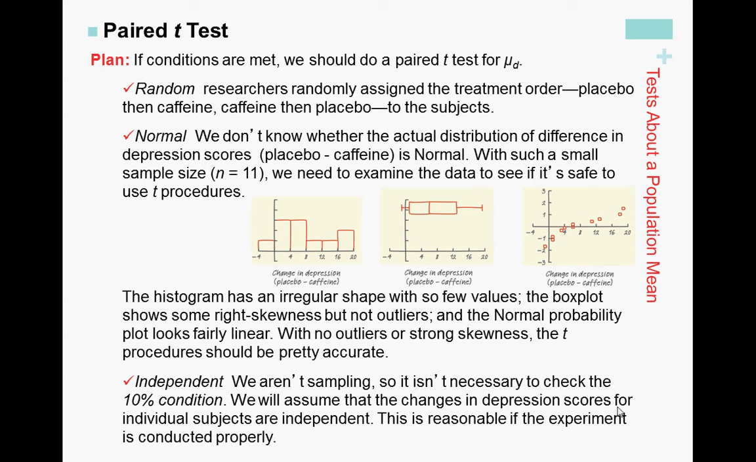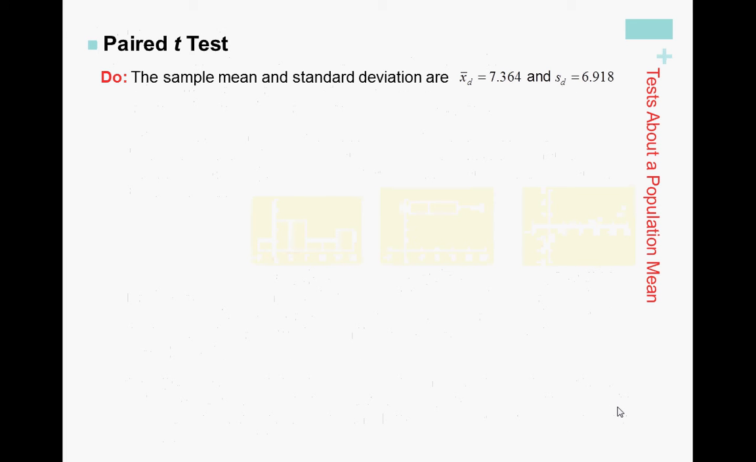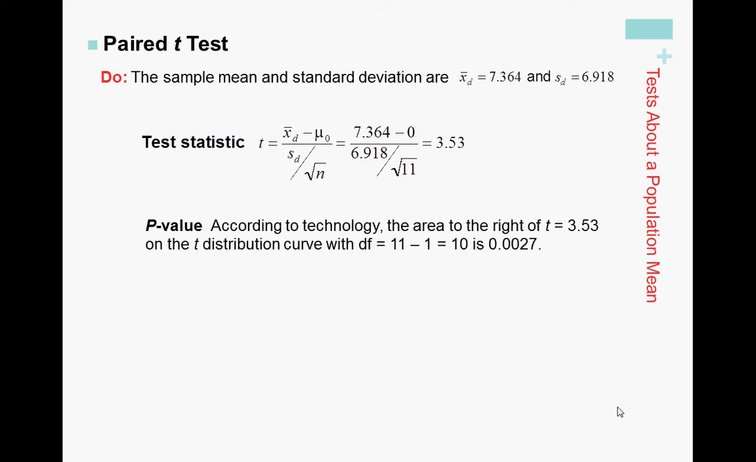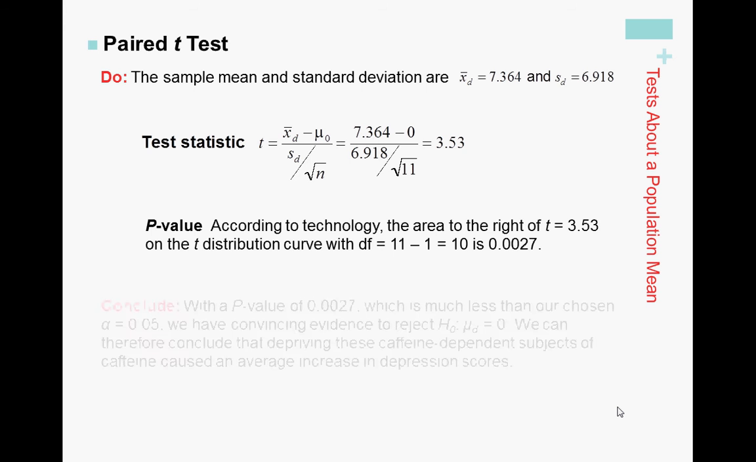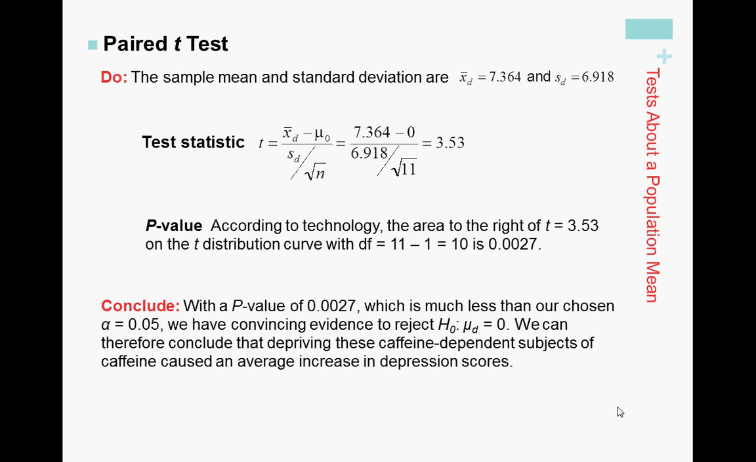Then we have the mean difference and the standard deviation from the sample. We find our t-statistic and do our p-value. So we get a p-value that's very small, 0.0027. So we conclude, since the p-value is much less than our chosen alpha equals 0.05, we have convincing evidence to reject the null hypothesis that the difference is zero.